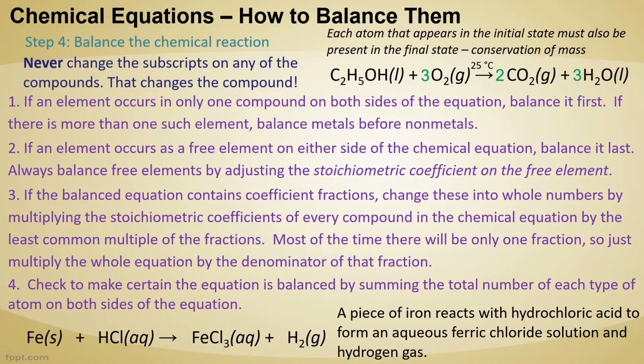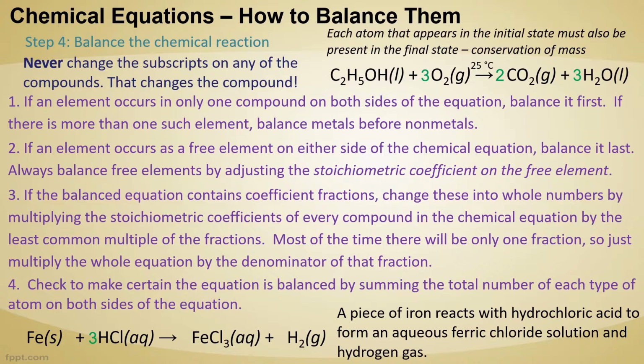According to the rules, we'll balance the following atoms in this order: the iron, the chlorine, and finally balance hydrogen via the stoichiometric coefficient on the H2 since it's a free element. The iron is already balanced, so we're done. To balance the chlorine atom, we put a 3 in front of the hydrochloric acid to balance the 3 Cl atoms on the product side.